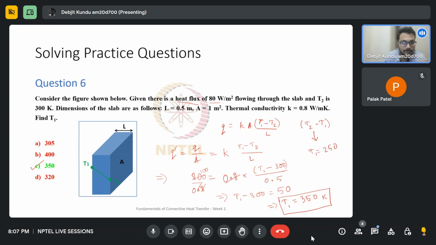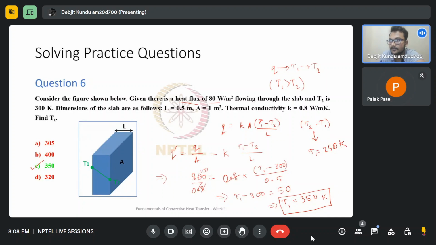So you are correct in that way. Something that should have been mentioned in the question is that T1 is greater than T2, so the Q is flowing from T1 towards T2. That directionality was not clear. I suppose that's why it caused that confusion, right?